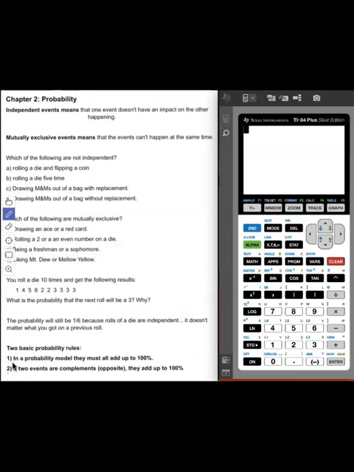So in Chapter 2, we talked about probability. Again, some vocab that was important. Independent and dependent, and then mutually or non-mutually exclusive. First one's independent events. Independent events means that one event doesn't impact the other. So our best example of independent events was a coin flip. If you flip a coin and you get heads, it doesn't mean that you're going to get heads again for the next one or that you won't. Each coin flip is independent of the next.